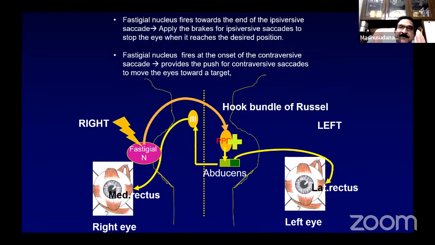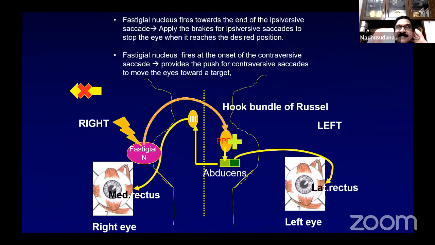It also fires towards the end of the ipsiversive saccade, that is, a saccade to the right. At the end of the saccade to the right, again the vestibular nucleus gets activated. So what does it do? At the end of the saccade on the right side, it stimulates the left-sided PPRF, which activates the contraversive saccade. Why should it activate the contraversive saccade? So that I should not overshoot on the same side. Suppose you are making a rightward saccade. At the end of the saccade, the right vestibular nucleus ensures that the saccade is not overshooting by activating the contralateral PPRF. So it will pull back or stop the saccade on the right side.